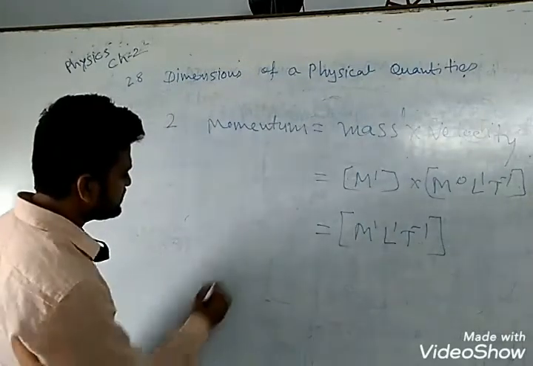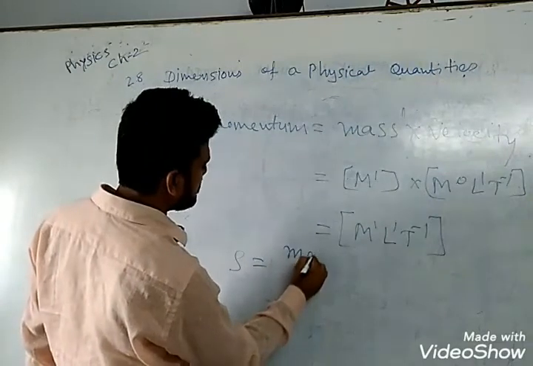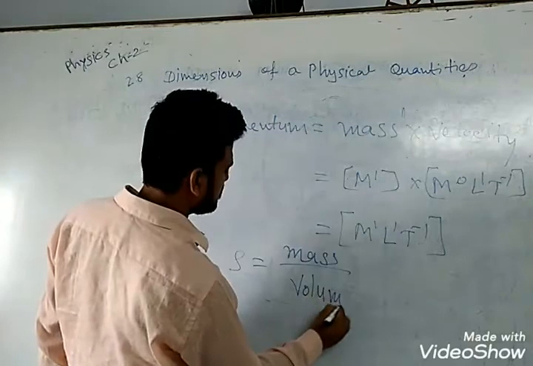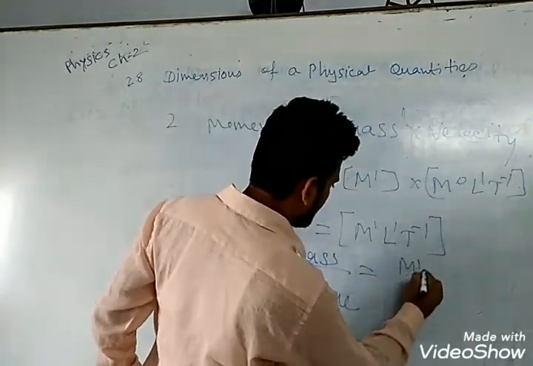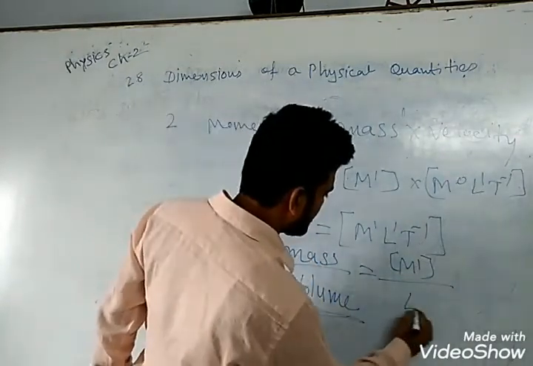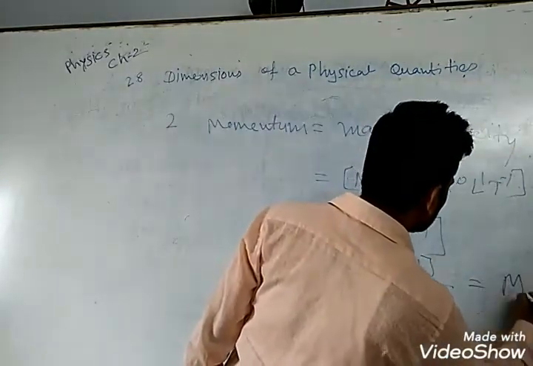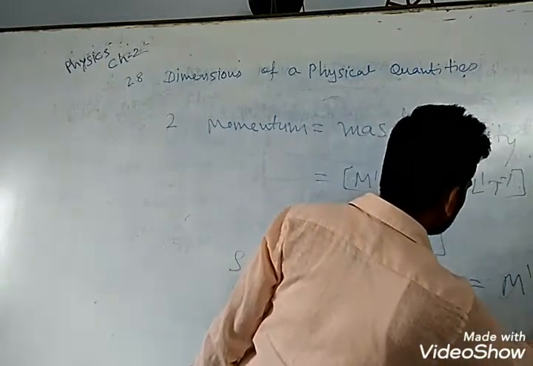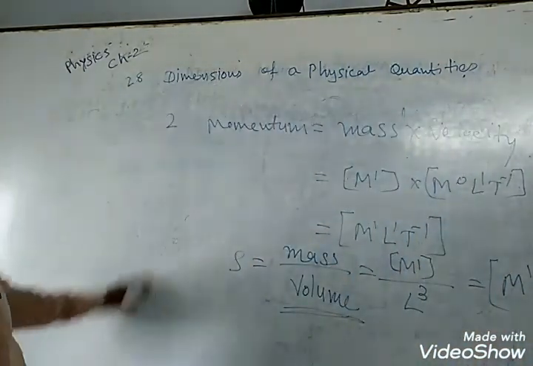Next is rho is equal to mass upon volume. Mass upon volume, so is equal to m1 upon L cube, means is equal to m1 L raised to minus 3 T0, dimensional formula for density.